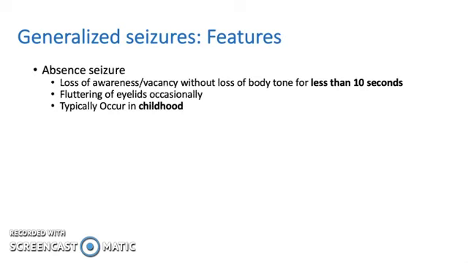Absent seizures occur particularly in childhood and usually involve a loss of awareness, which may also be described as vacancy, for less than 10 seconds. This type of seizure usually does not affect the tone of muscles, however fluttering of the eyelids does occur.